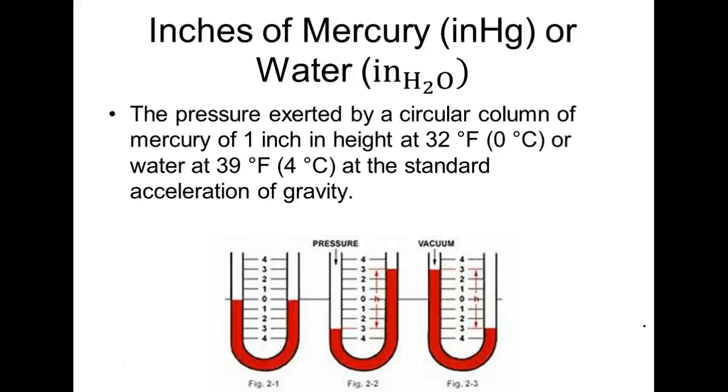Now this is inches of mercury. It's the pressure exerted by a circular column of mercury of 1 inch in height at 32 degrees, or water at 39 degrees, at a standard acceleration of gravity, which is a big term. So basically over here you have a vacuum, right? You understand? Over here we have a pressure.